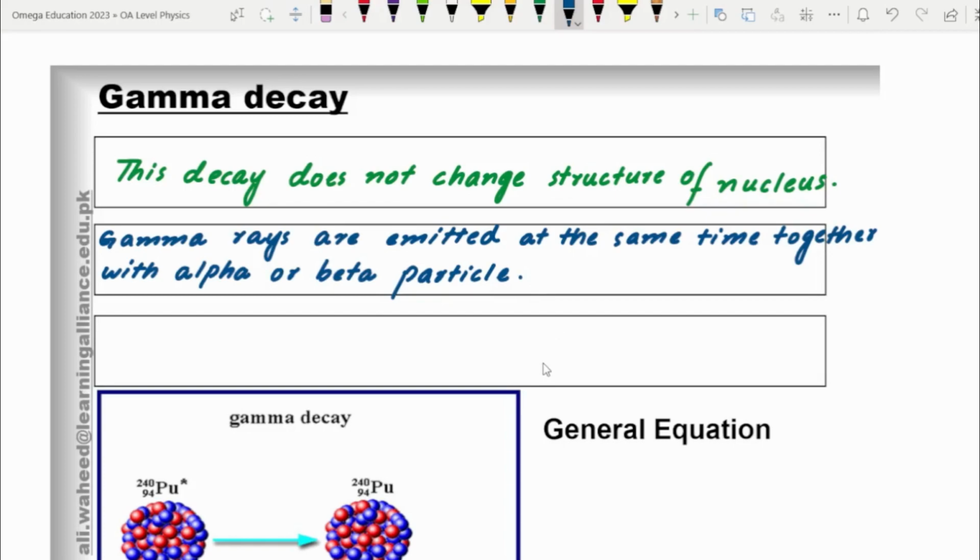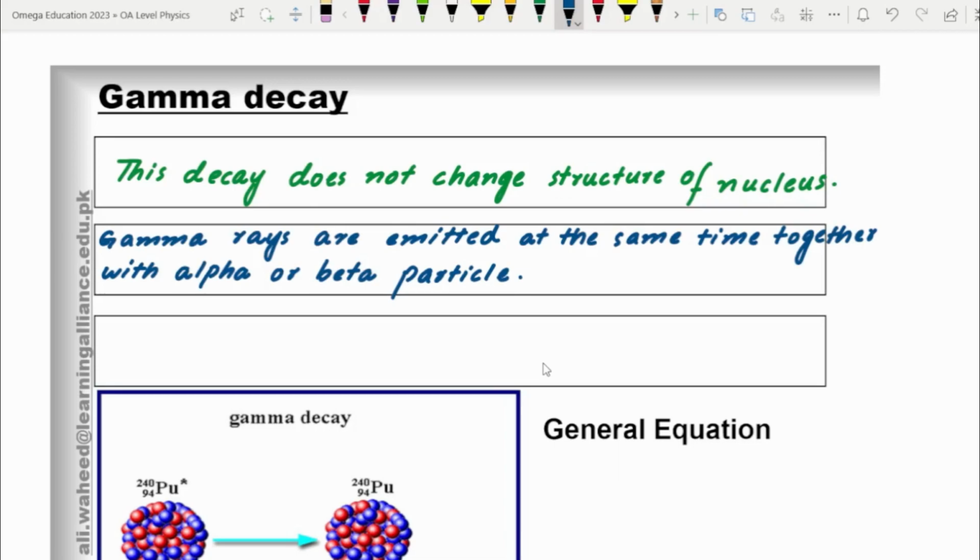So you remember in alpha and beta decay, in those two decays, we were writing the last constituent as the energy. Then the question would have been, what form of energy is that? And the answer was energy would be released in the form of gamma radiations. A big percentage of that energy would be released in the form of gamma radiation. However, there would be some other forms of energy as well.